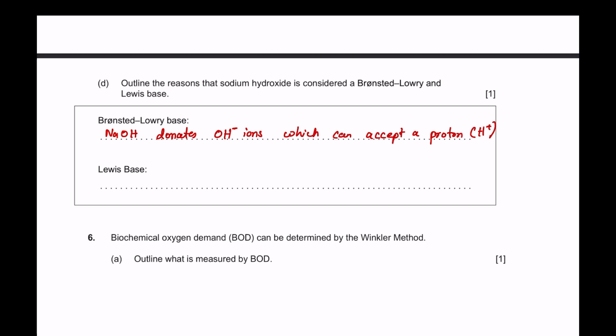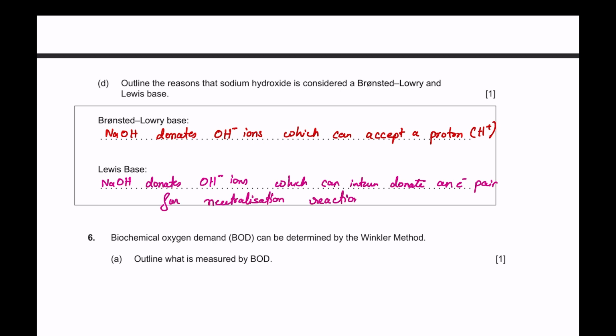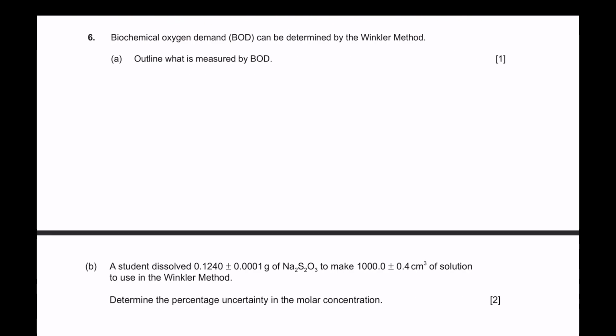Next one is a Lewis base. So we can write it in this way. What happens for a Lewis base? OH minus ions can donate an electron pair for neutralization. That's why it's a Lewis base. So NaOH donates OH minus ions, which can in turn donate an electron pair for neutralization. That's the end of this question 5. Let's move on to part 6.